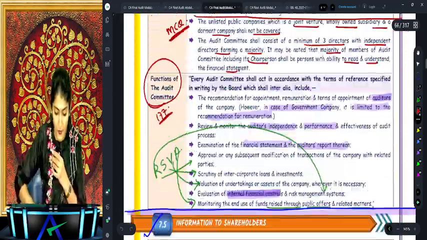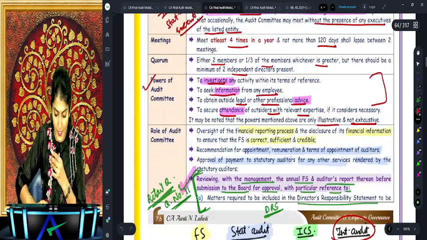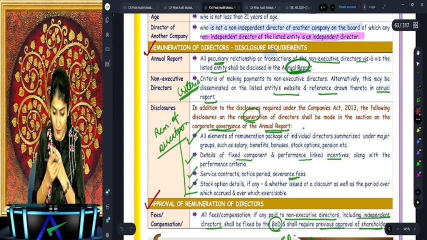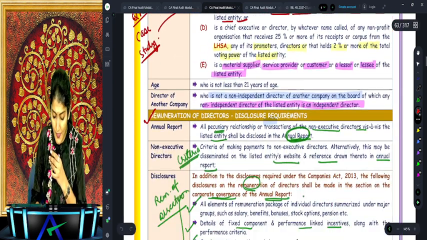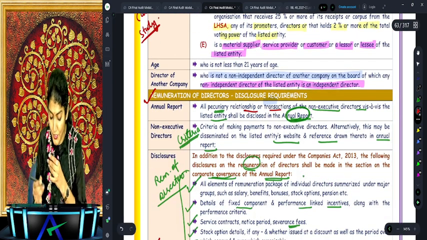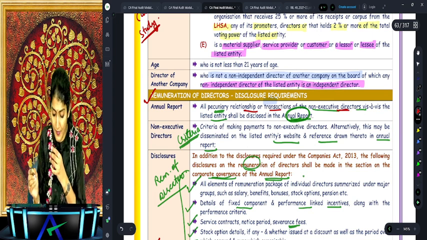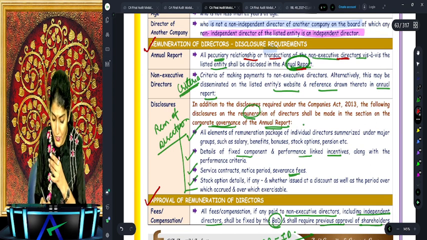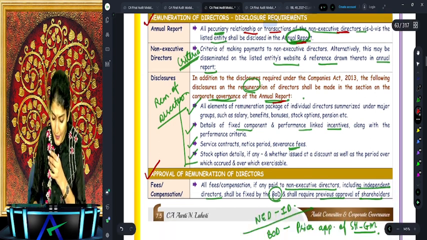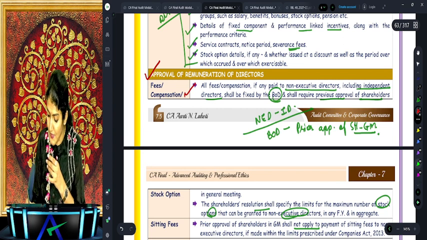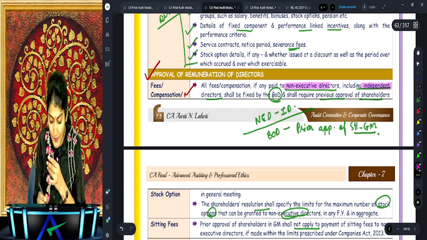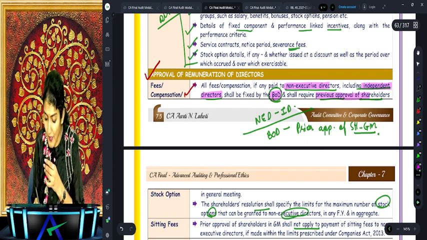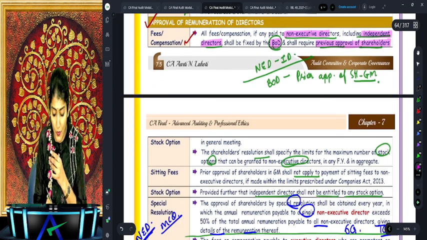If you look over here into the point regarding the remuneration of the directors, right, all pecuniary relationships or transactions with the non-executive directors shall be disclosed in the annual report. What does it say? All elements of their remuneration package shall also be disclosed in the annual report. All fees compensation which is to be paid to the non-executive director, including the independent director, shall be fixed by the board and shall require the previous approval of the shareholders in the general meeting.